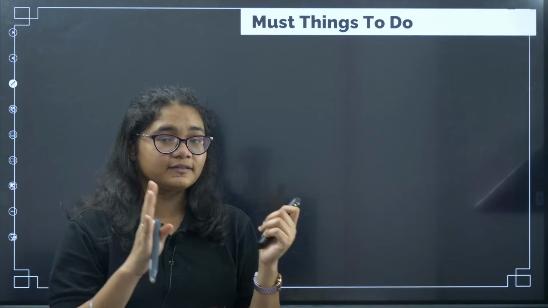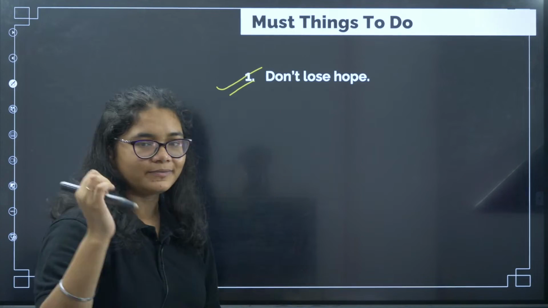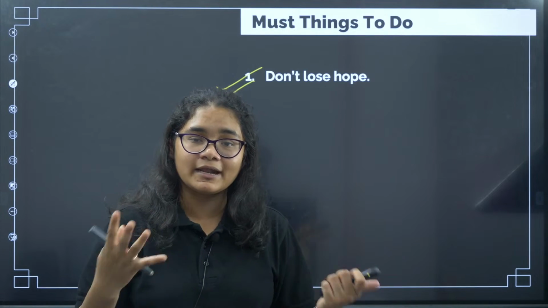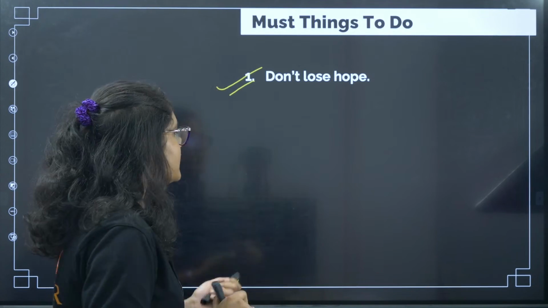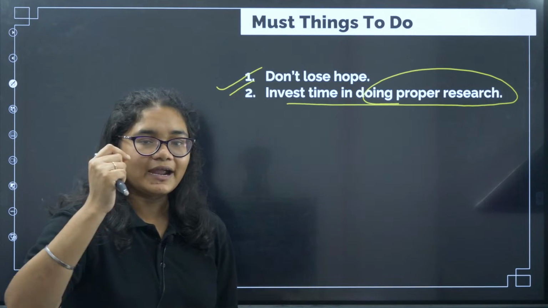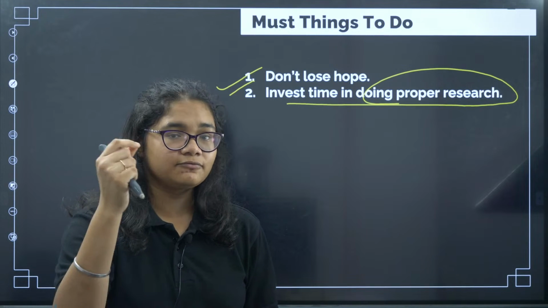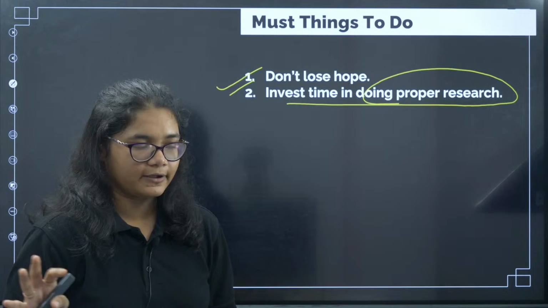So, the things you must do: first of all, you should not lose hope just because you didn't get a seat, and don't think that you will not get any seat in the final allotment either. Second, invest your time in doing proper research. You need to find the correct colleges for yourself where the cutoff matches your rank.